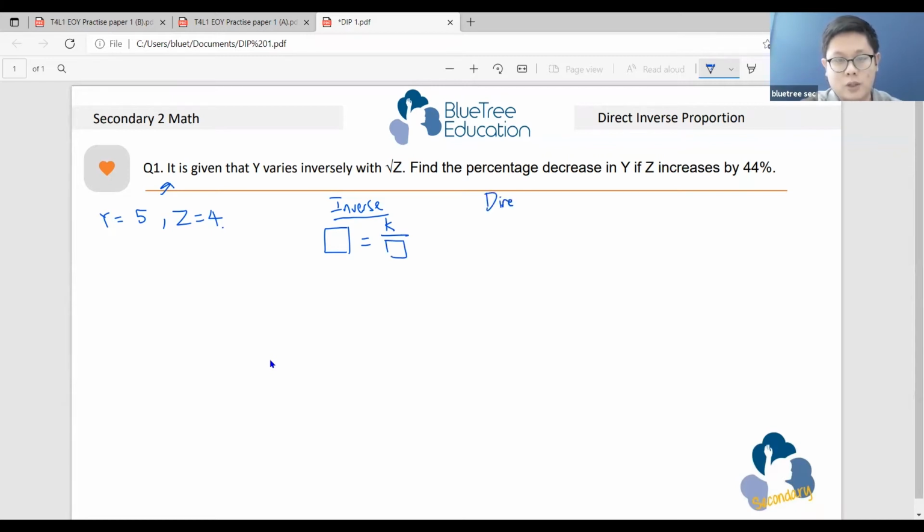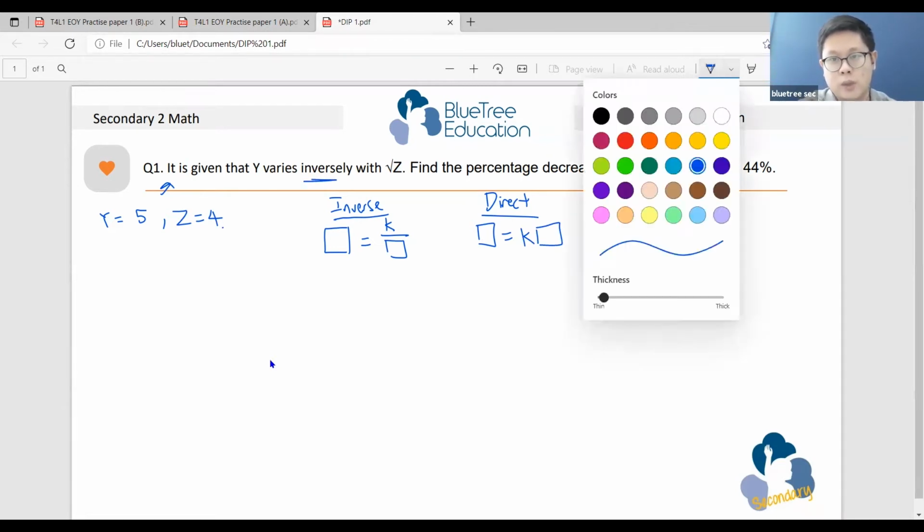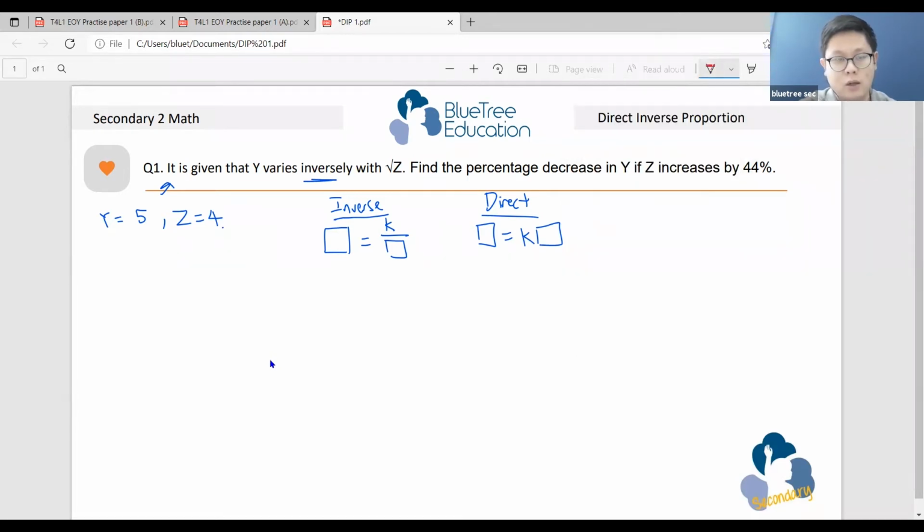Now, for direct proportion, however, it's going to be the first quantity equals k times the second quantity, all right? So that is the difference. And since this question says inversely, we are going to use the first formula on the left-hand side, all right? And don't get mixed up about whether you put the square root of z first or y first. It doesn't really matter. So we just put y first. By default, we always follow that the first thing mentioned is the left-hand side, equals k divided by, and we simply take the second quantity, which is the entire square root of z.